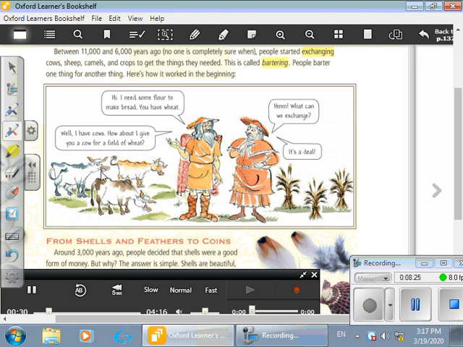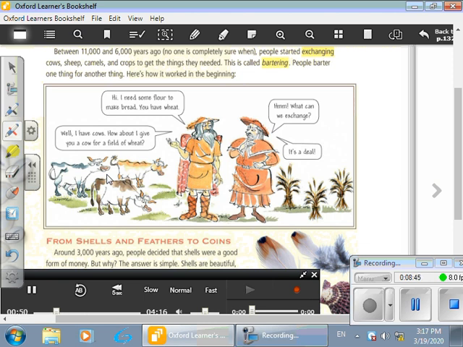Here's how it worked in the beginning. Hi, I need some flour to make bread. You have wheat. What can we exchange? Well, I have cows. How about I give you a cow for a field of wheat?